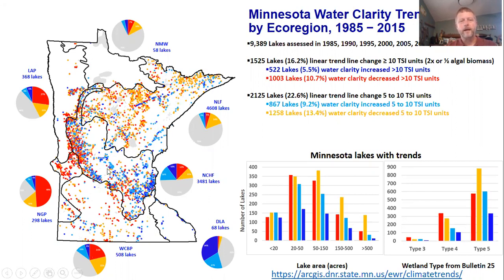If you look in the north central hardwood forest, it's more of a mixture, kind of going both ways. And then one thing that was kind of surprising to me was the northern lakes and forest, which is a more pristine, more oligotrophic area, and there's a lot more, especially in the orange category, that were decreasing. So there's something going on there. Part of the reason for the analysis looking at the landscape features is to figure out what's going on.